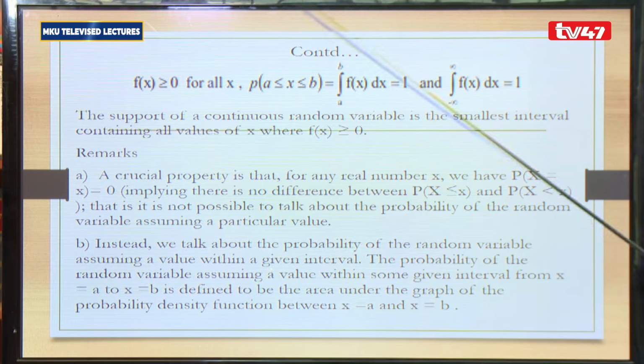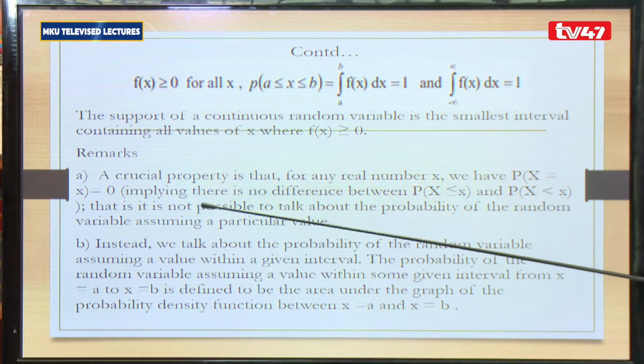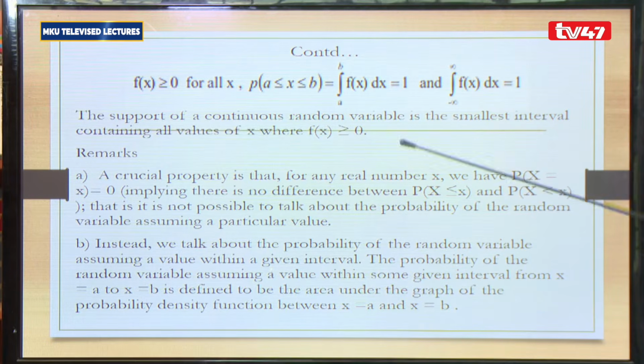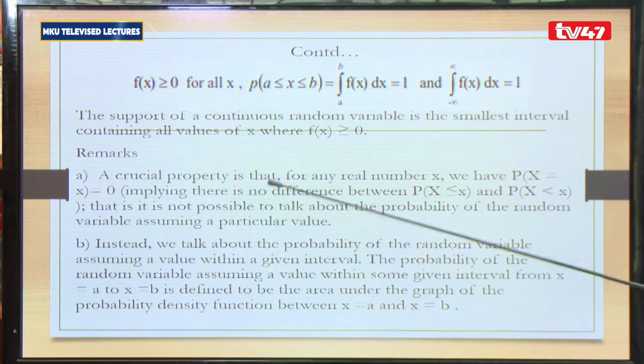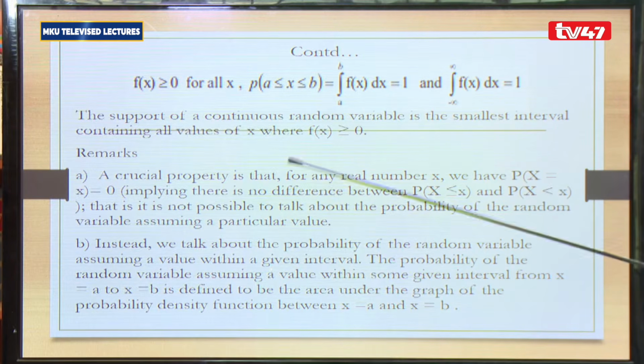A crucial property is that for any real number a, the probability that x equals a is 0, implying that there is no difference between the random variable and the observed. So they give us the same thing. That is, it is not possible to talk about the probability of the random variable assuming a particular value. Another remark: instead, we talk about the probability of the random variable assuming a value within a given interval. So we will be talking about an interval. Even if I say x is greater than 0, then I'm implying that x is lying between 0 and infinity. It's not that I don't have an upper limit.